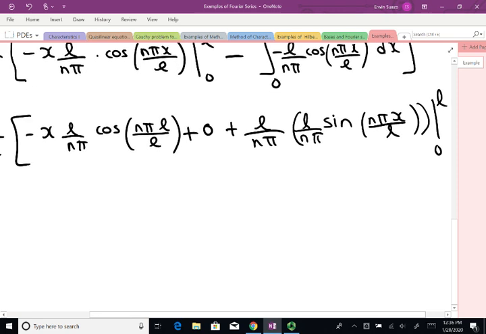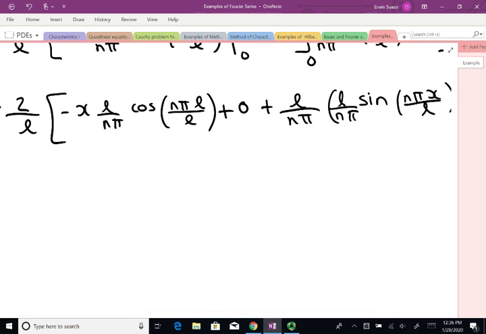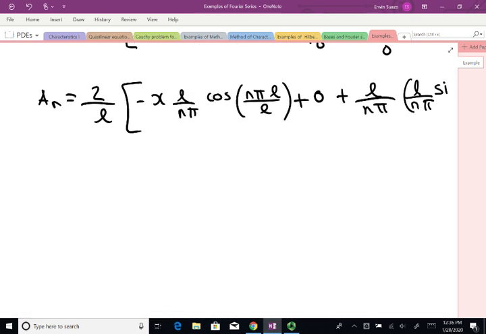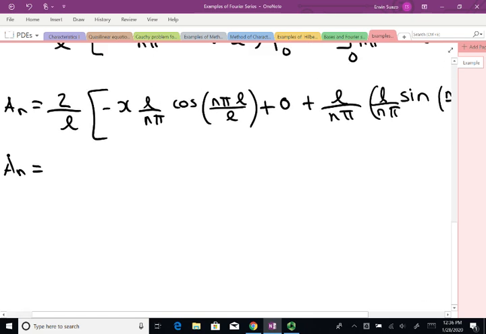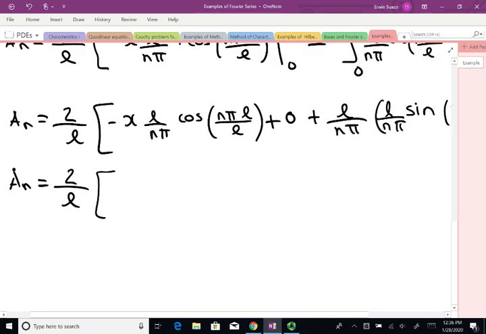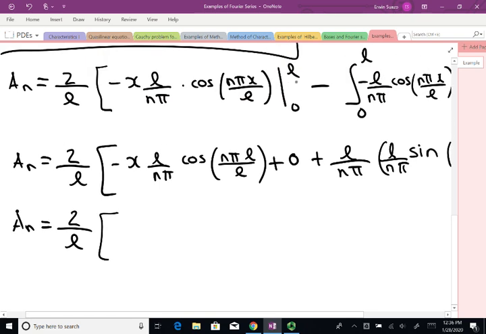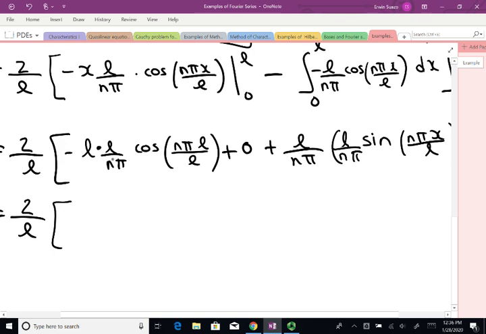So let's see. Let's keep going. It looks like I have a mistake somewhere. Well, let's keep going. So I got 2 over L, and then, sorry, when I plug in the L, I didn't replace this L, right? L. Okay, now it looks better. So let's do this one. L minus L times L is minus L squared divided by n pi. Now L cancels with L, right?